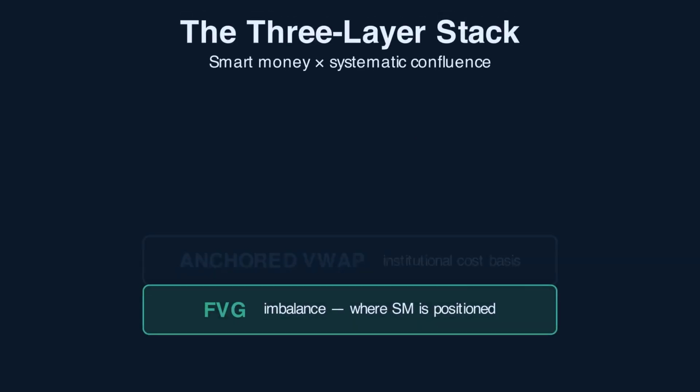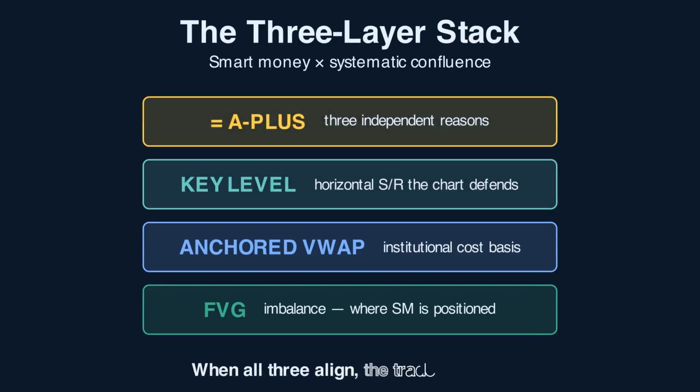Here's the stack. Layer 1, the fair value gap: 3 candles where the first and third don't overlap, leaving an imbalance the algorithm tends to rebalance. Layer 2, an anchored VWAP from a recent high volume bar, earnings day, or swing low breakout candle, which acts as the institutional cost basis from that anchor. Layer 3, a horizontal key level, a prior swing high or support the chart has defended before. When all 3 coincide at the same price, you have 3 independent reasons for that level to hold. Each layer alone is a coin flip, 3-layered is a structural edge.